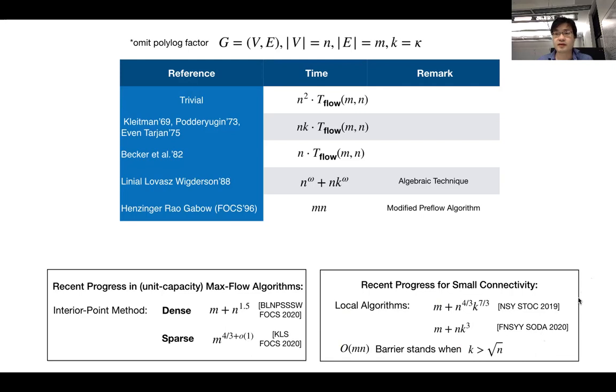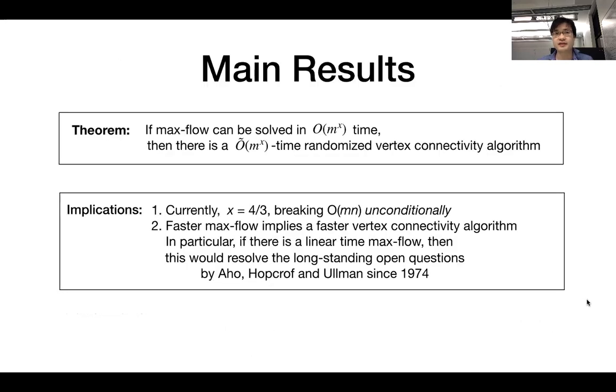And then what we have in this paper is the following. The main result is that if max flow can be solved in m^(1+x) time, then there is an m^(1+x) time randomized vertex connectivity algorithm, meaning that we have only poly-logarithmic overhead in the running time here.